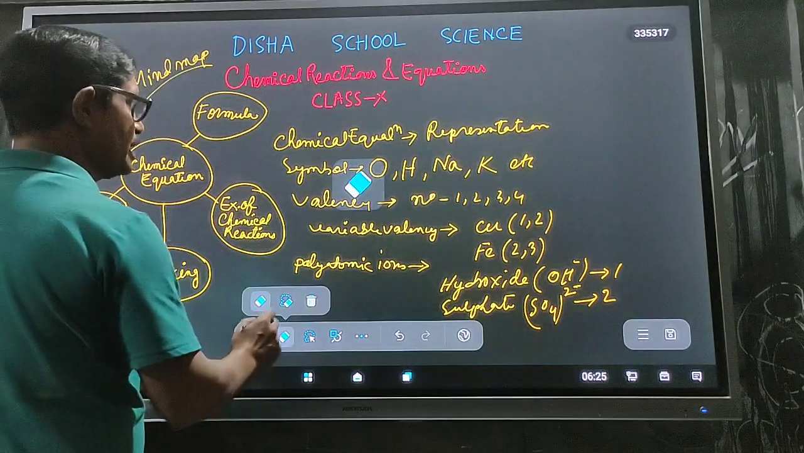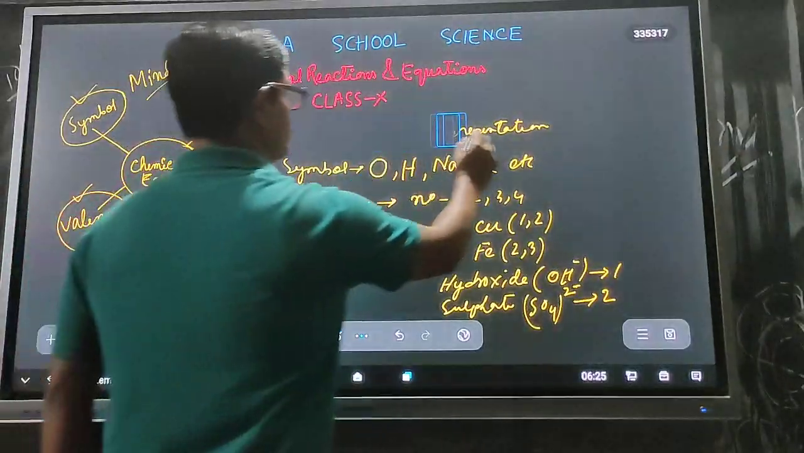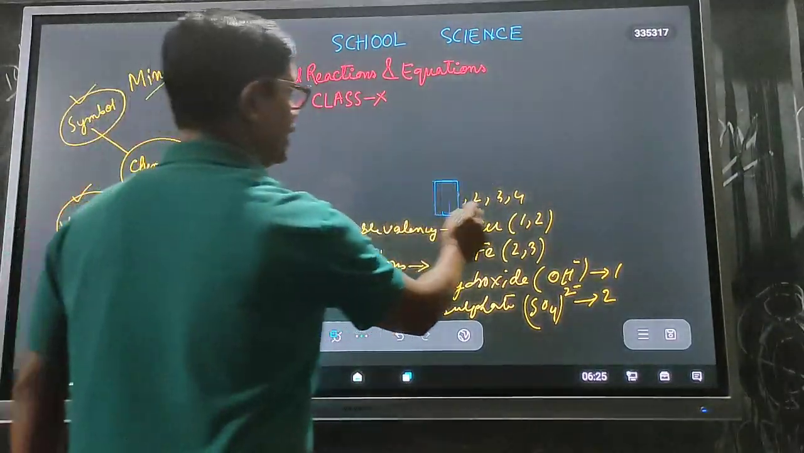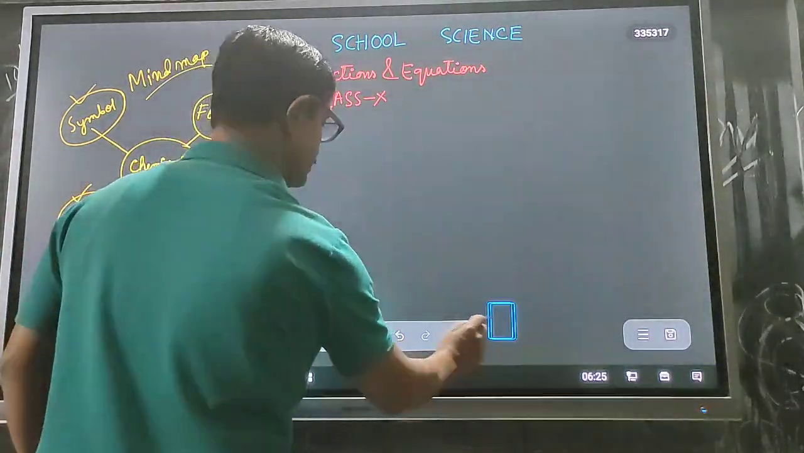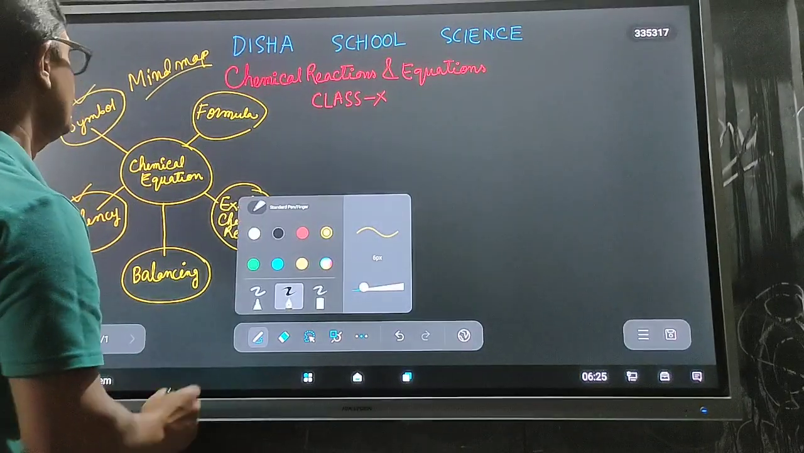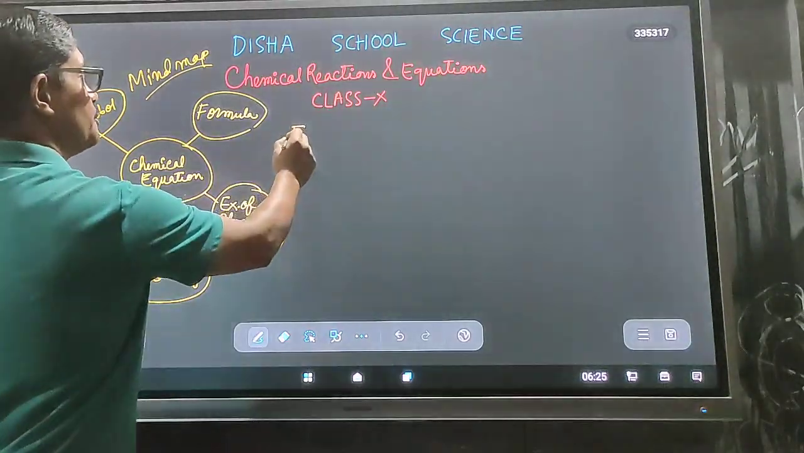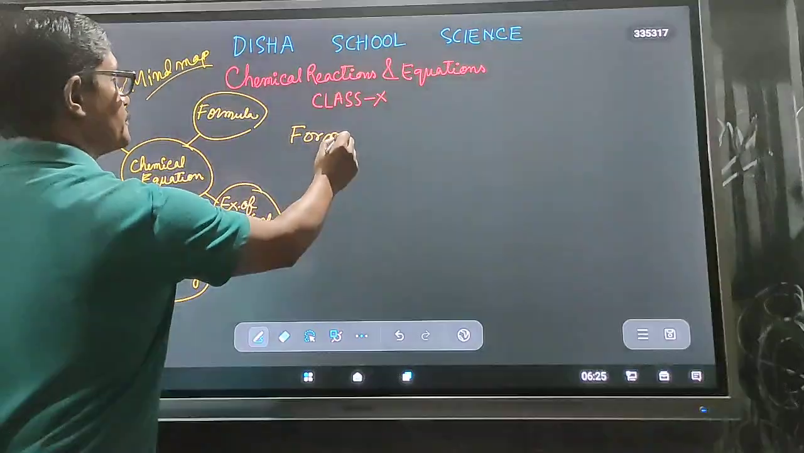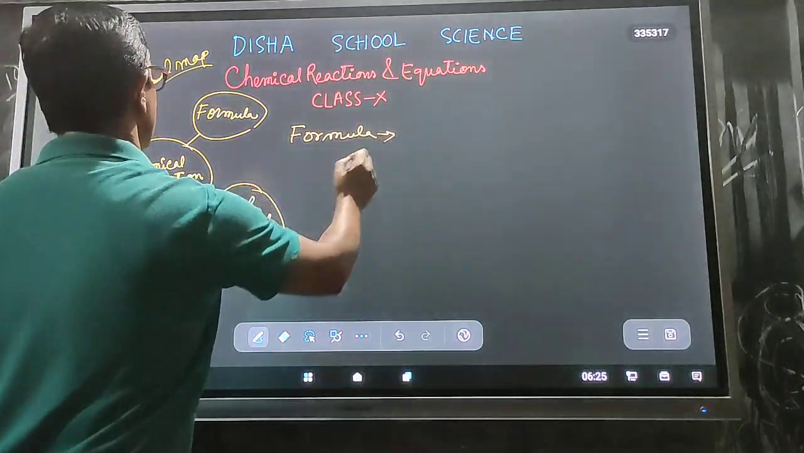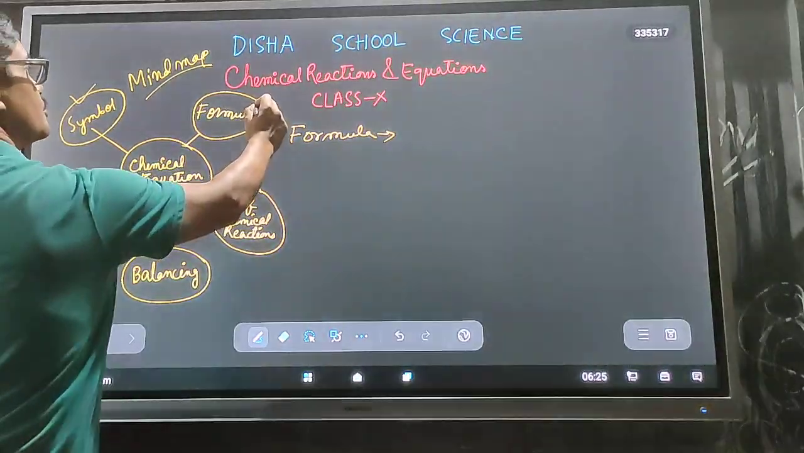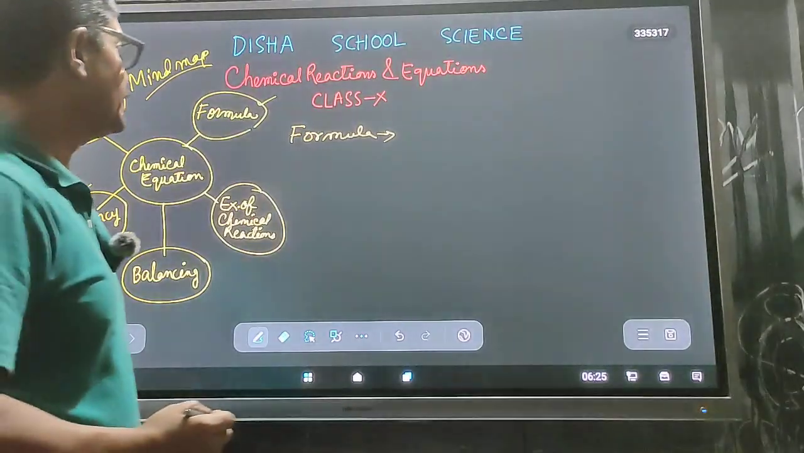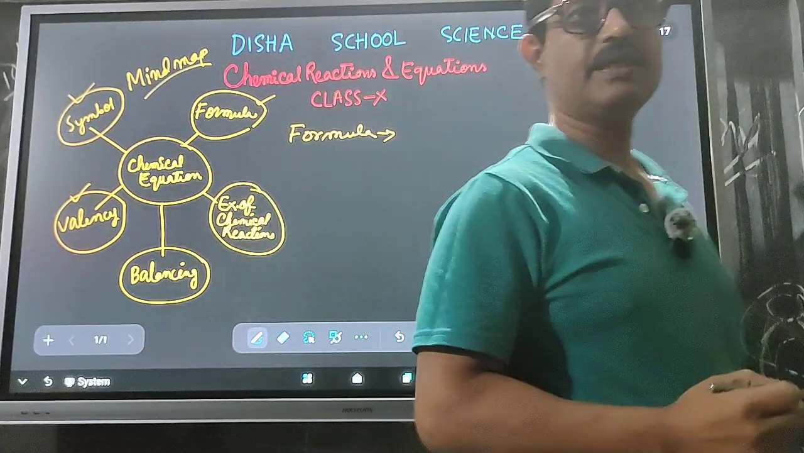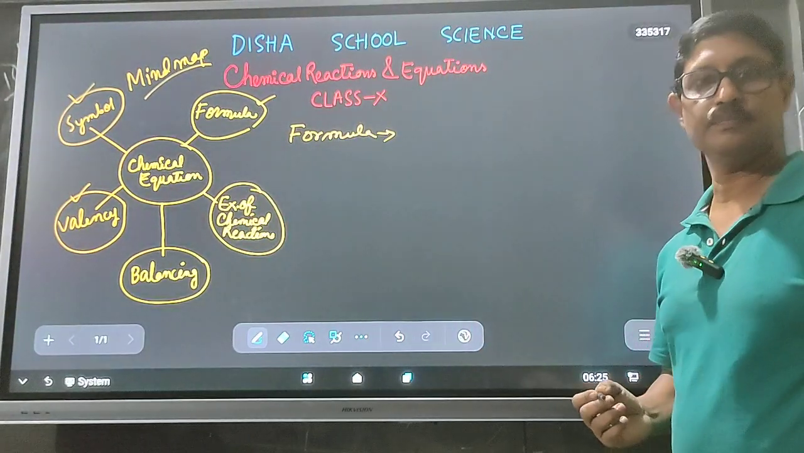Okay. So symbol and valency are done. Next is coming formula. So formula is the representation of a compound.